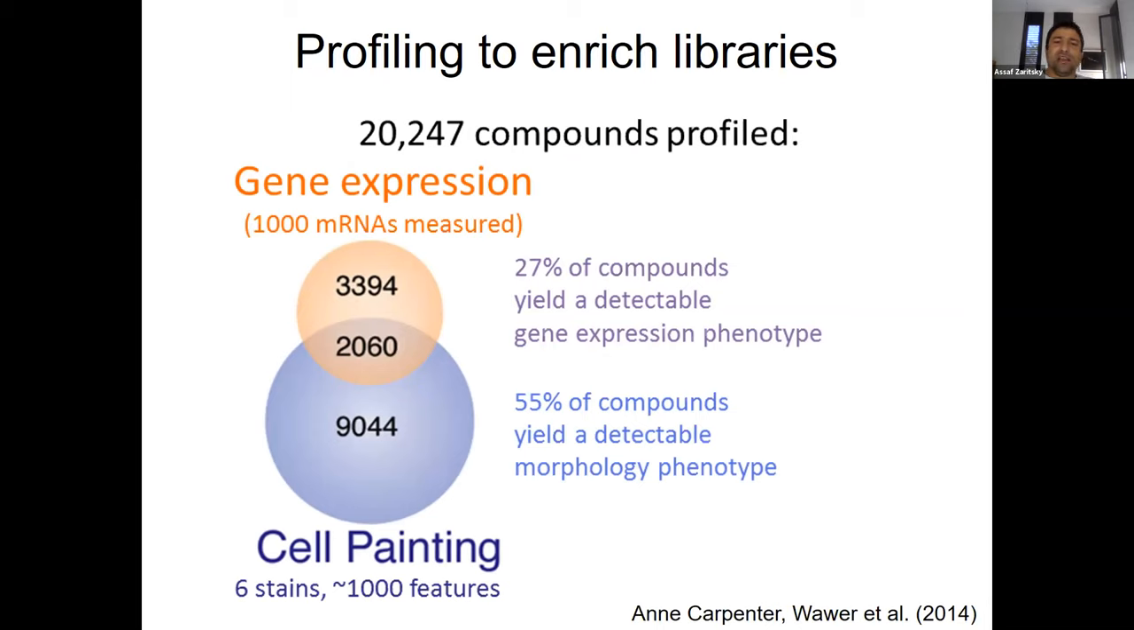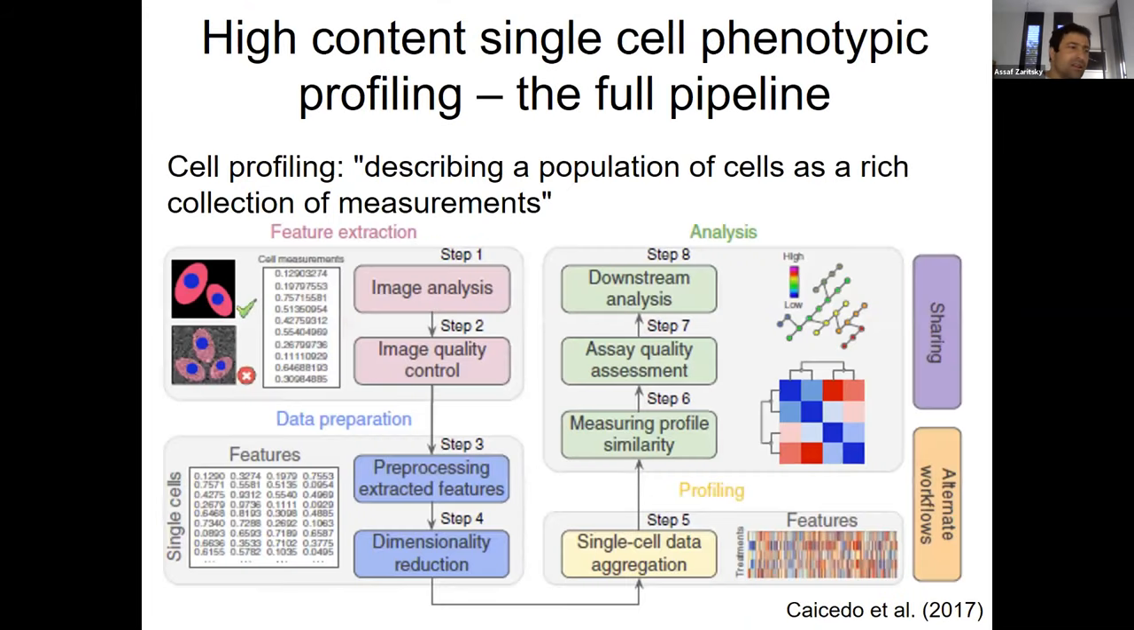Okay, so this paper showed that cell painting with the six different channels actually contains a lot of useful information. They compared it to another screen of gene expression and showed that this was very informative. Okay, so now that we are convinced that cell profiling could be useful, let's go over the cell profiling or high throughput phenotyping pipeline.